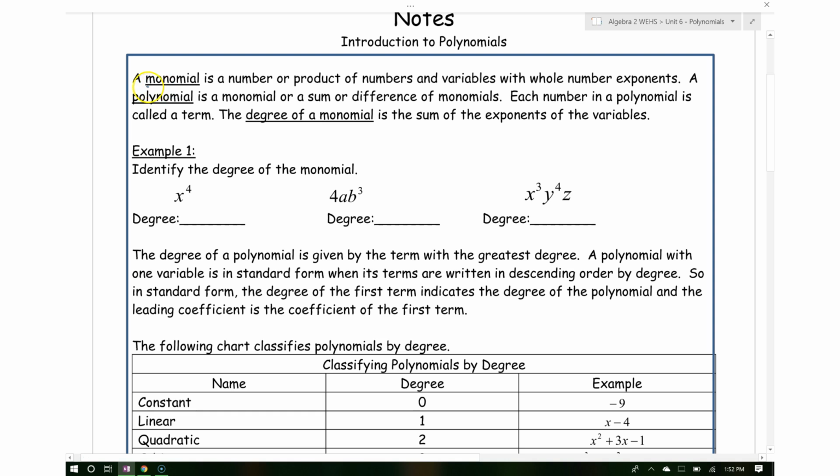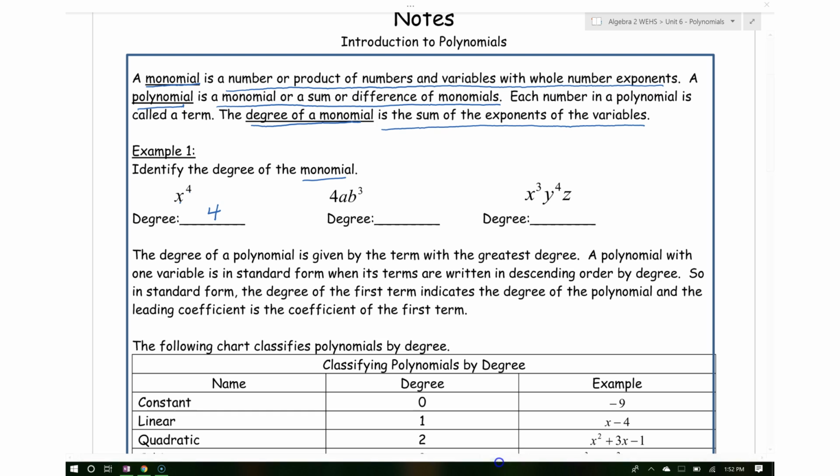Some vocabulary words. We have monomial, which is a number or product of numbers and variables with whole number exponents. Polynomial is a monomial or a sum or difference of monomials. And the degree of a monomial is the sum of the exponents of the variables. So these are all monomials. So therefore, we have x to the fourth, so the degree is 4.